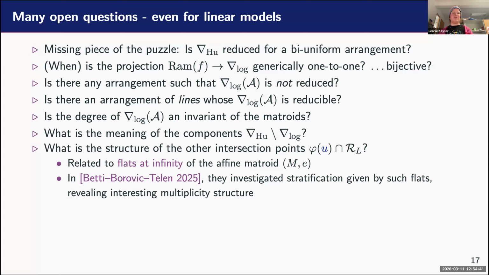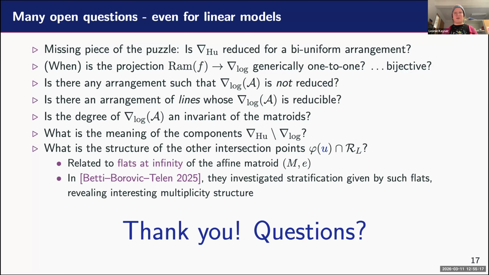Another more recent direction, looked at by Barbara Betti, Viktoriia Borovik, and Simon Telen, is they looked at the other intersection points of the reciprocal linear space with our linear space. I mentioned that a subset of these corresponds to the critical points, but there's more. And I looked into this in some examples and they did as well. And there seems to be quite an interesting multiplicity structure hiding there. So if you like specifically affine matrices and you find this interesting, let me know and I'm happy to talk more about this. But that's all from me. Thank you.